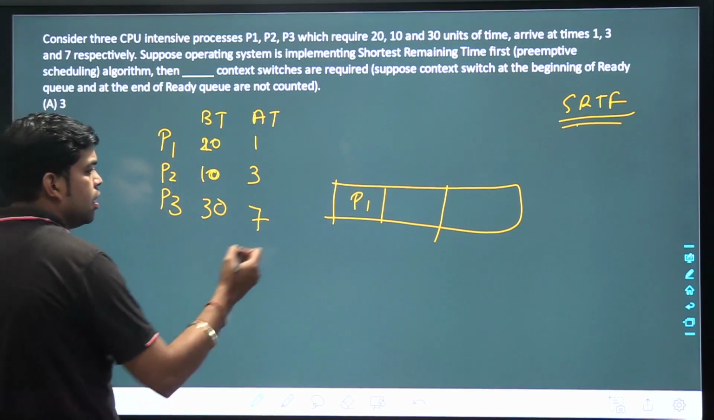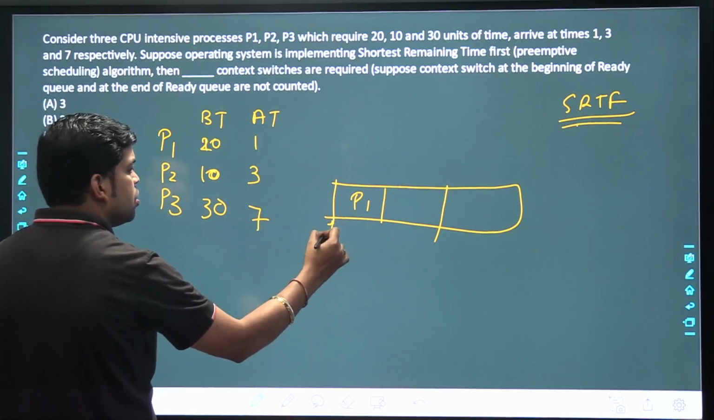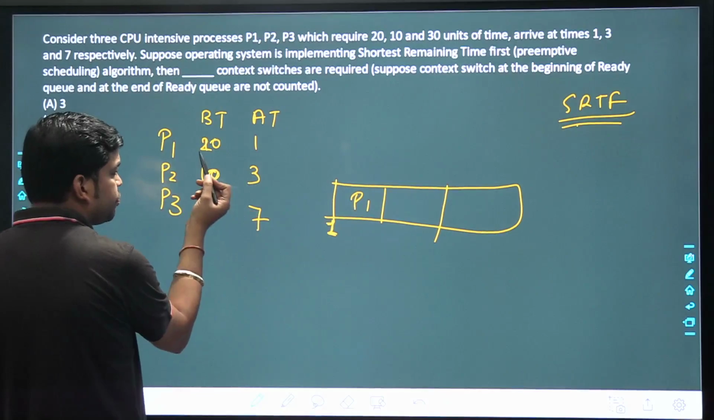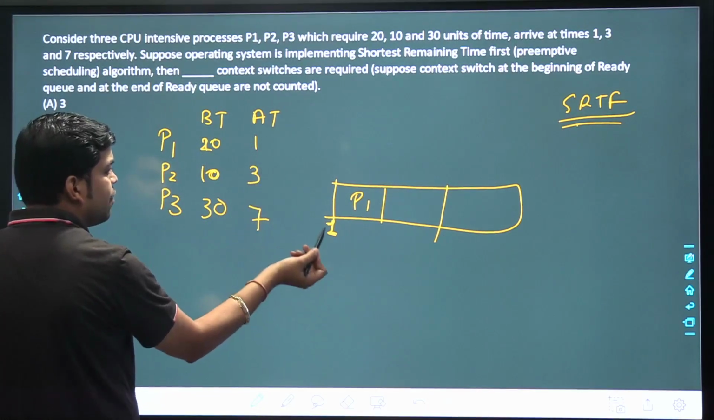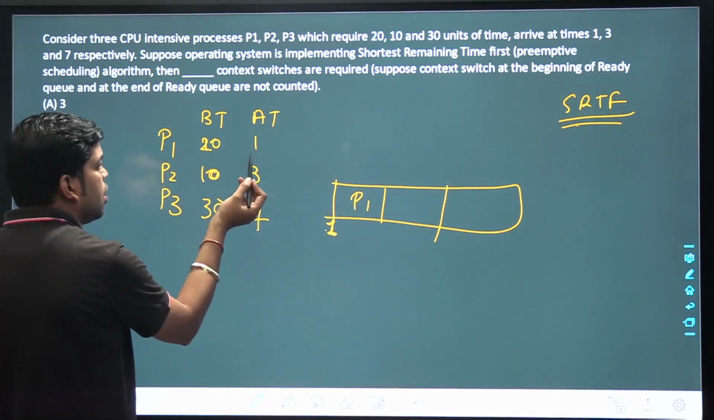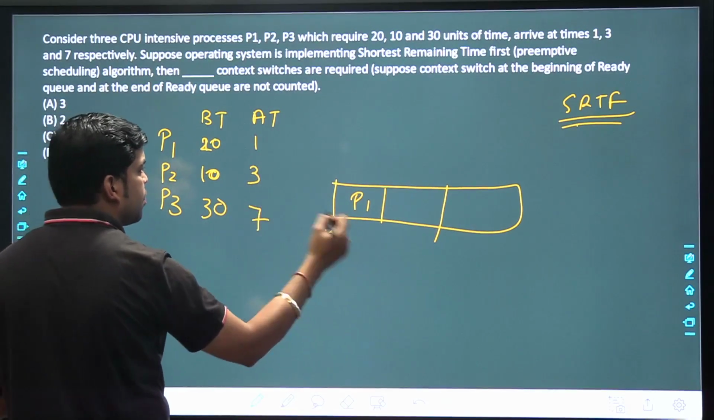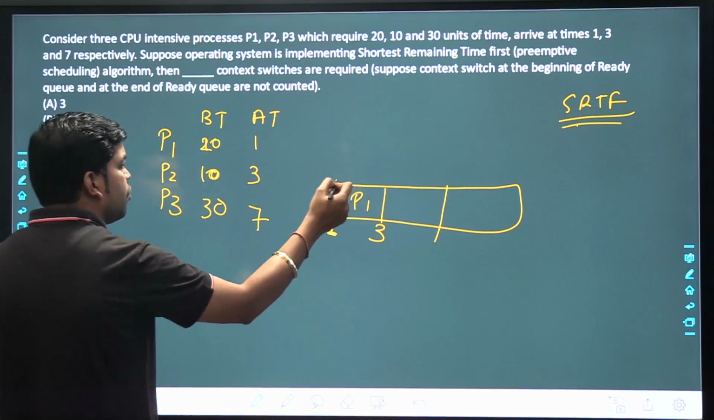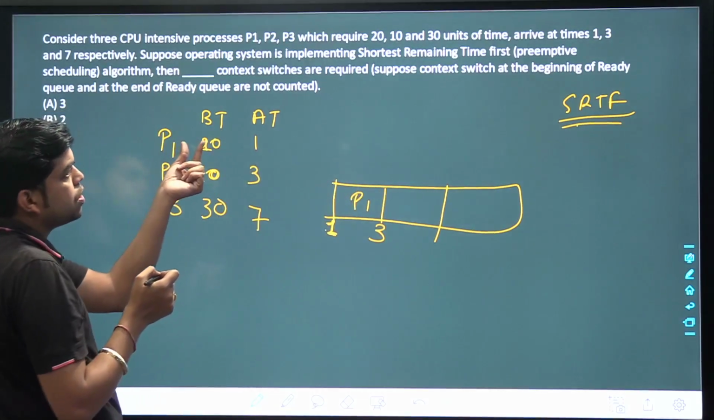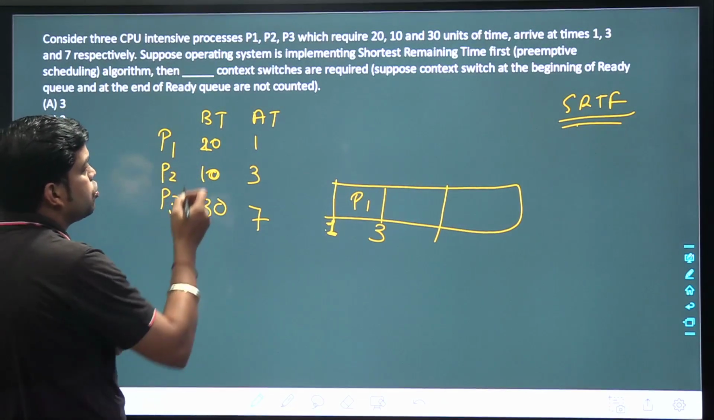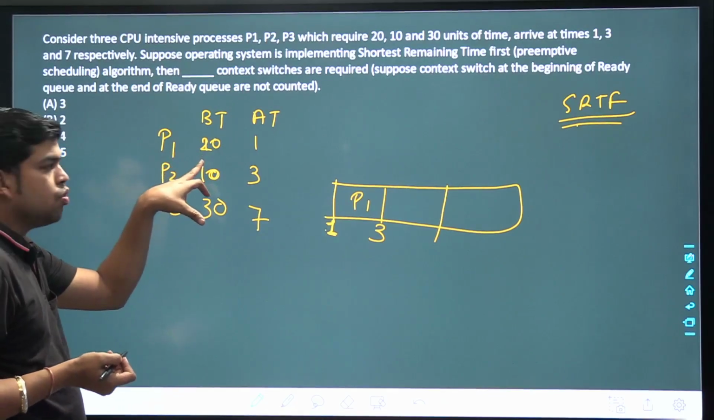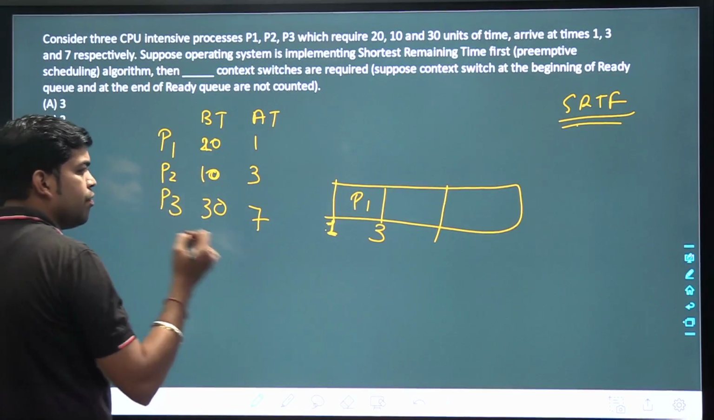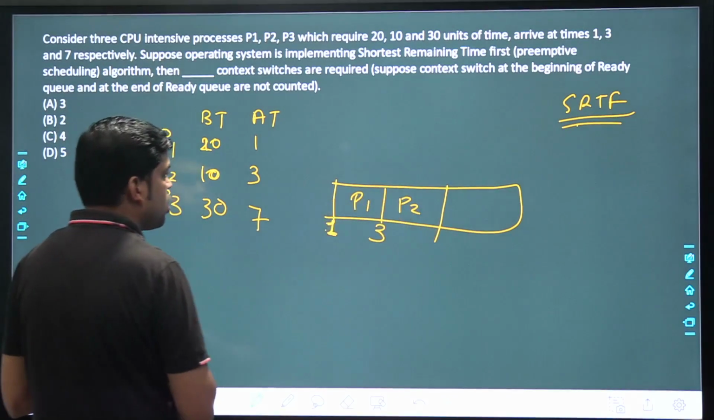It starts at time 1, so we write 1 here. At time 3, that is after 2 units of time executing P1, the burst time of P1 is 20, so the remaining is 18. So we can say that the new process burst is less, so definitely we execute P2 in this slot.